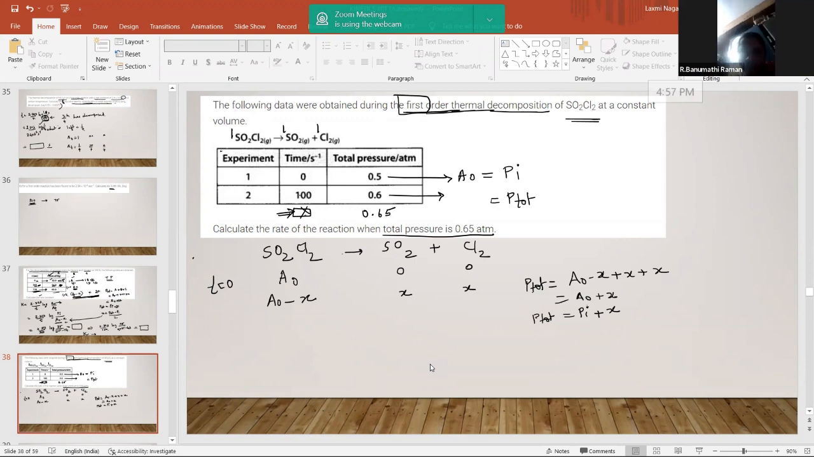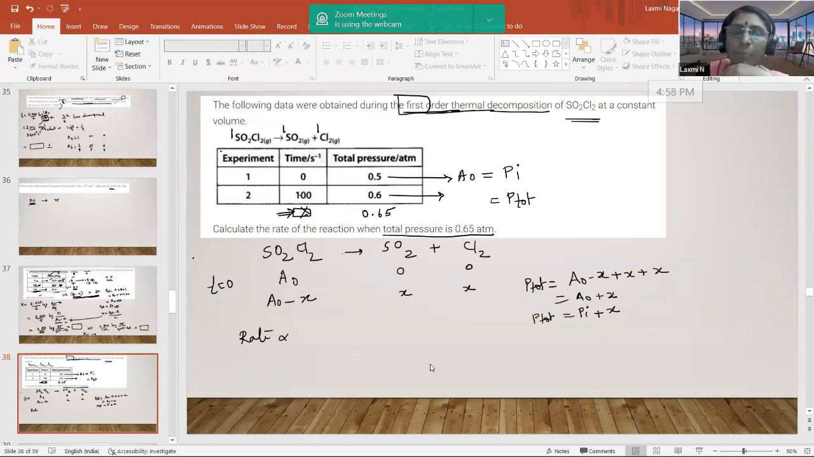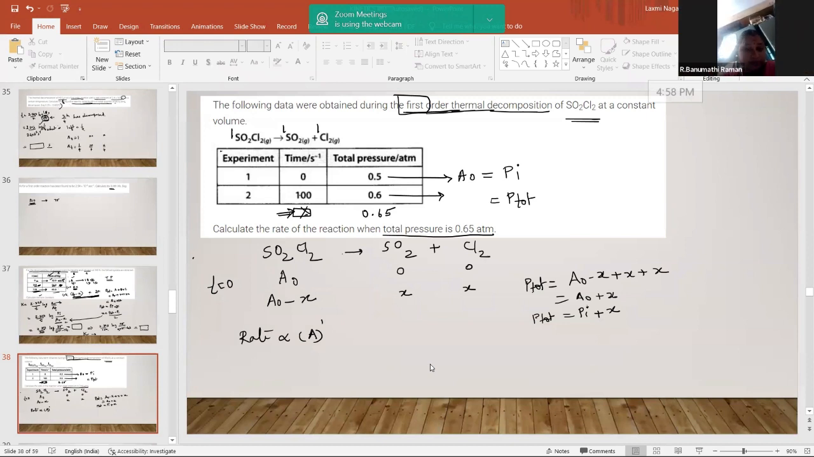So at this time, definitely the amount of reactant would have come down, no? Furthermore, we know that the rate is proportional to the concentration of the reactant. More the concentration of the reactant, more the rate. First order, progressively, any order, any reaction, excepting for the zero order reaction, as the reactants get consumed, so the rate must drop down.